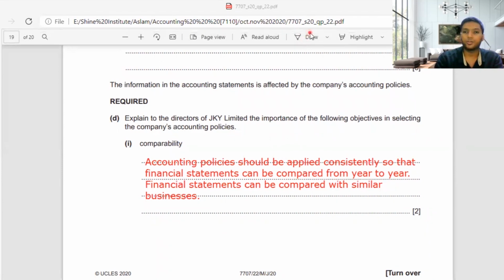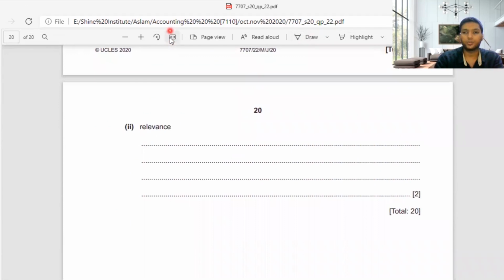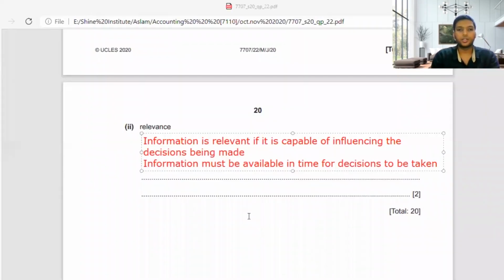So let's move on to the next part of this question. And we have relevance. Let me explain that now. So I have given you the relevance definition from the marking scheme itself. Information is relevant if it is capable of influencing the decisions being made. So if it is very important and it can impact the organization overall decision making, then of course it is very important to consider. Information must be available in time for decisions to be taken. So these are a few definitions you can understand why JKY Limited should consider it as important, because if you don't have relevancy and you are doing irrelevant things, then of course we will not succeed in business.